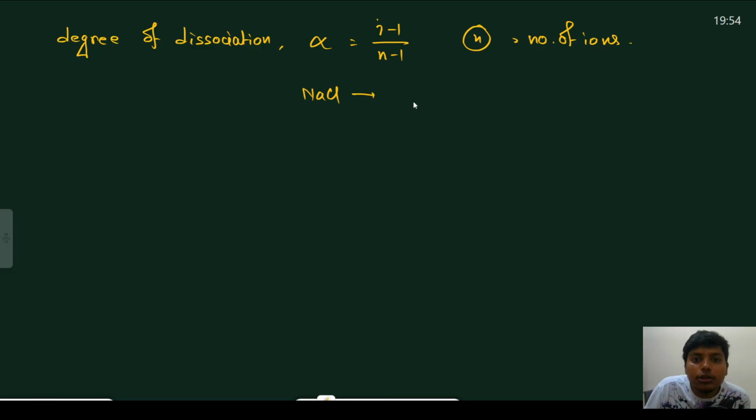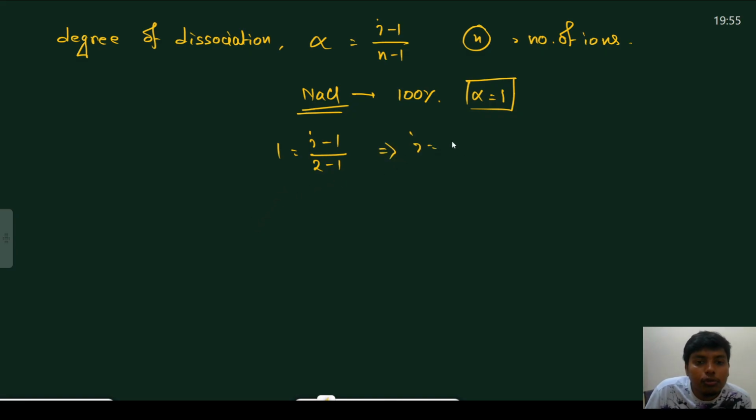Now, let's suppose NaCl. NaCl will dissociate 100%. So for this, the alpha value equals 1. Tell me what is the i value for NaCl if alpha equals 1? From here you can calculate: 1 equals (i minus 1) by (2 minus 1). Yes or no? So the i value is 2. Clear? So when 100% dissociation happens, i equals n. When not 100%, you have to calculate; that value will be given.